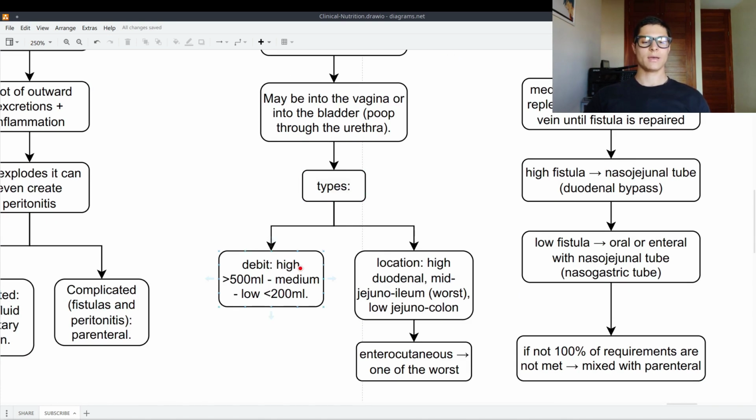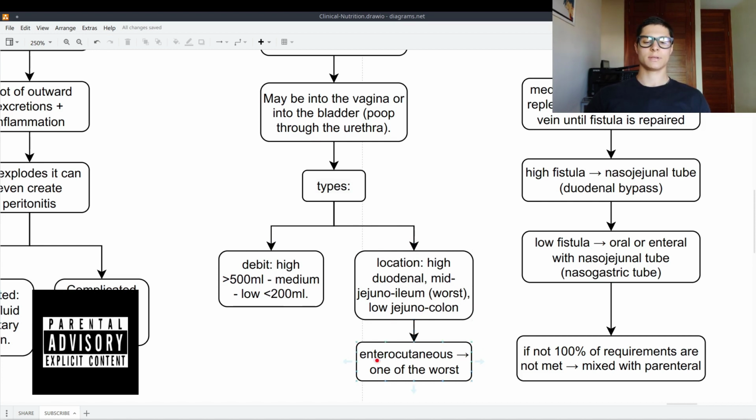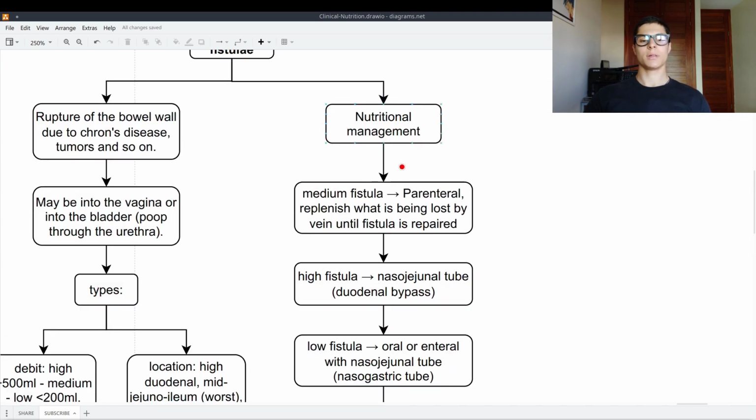Types by output: high, over 500 milliliters; medium, between 200 and 500 milliliters; and low, less than 200 milliliters. Location can be high, duodenal; mid, duodenal ileum, which is the worst; and low, duodenal colon. The enterocutaneous is one of the worst as well, because that means that the contents of the intestine are in contact with the skin. Nutritional management.